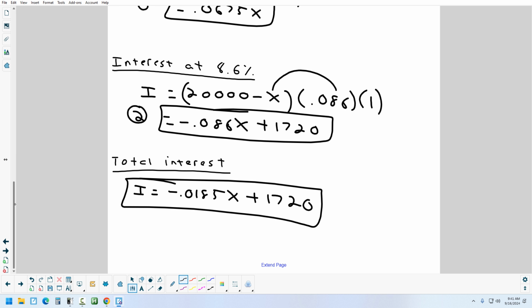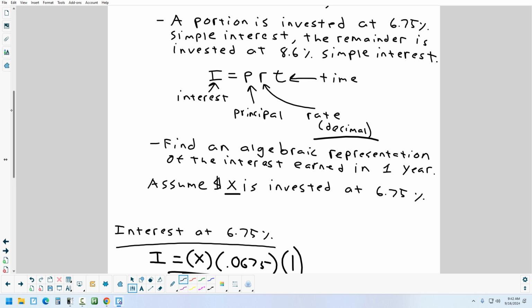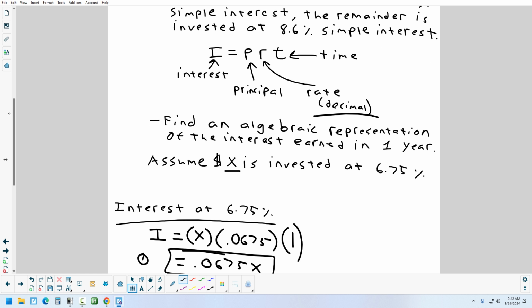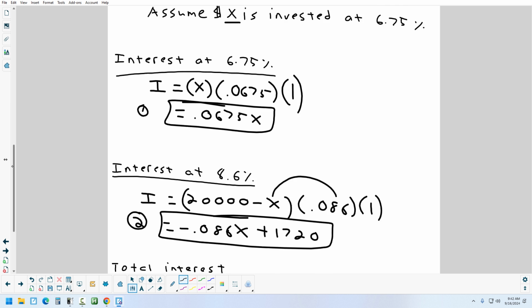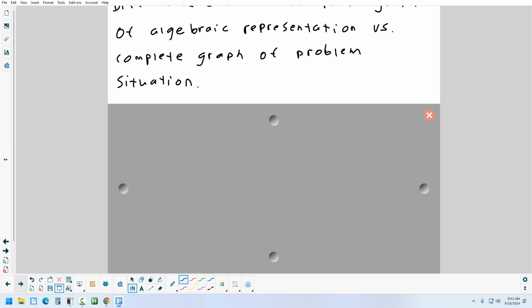Okay. Any question on the formula for the total interest? And so far, that's all they said to do. Find an algebraic representation for the interest earned in 1 year. Okay. Well, there's the interest earned in 1 year. All you have to do is tell me what x is, and I plug it in. And remember, that's the amount invested at 6.75%. Okay, so keep that formula handy. We're going to need that in a second.